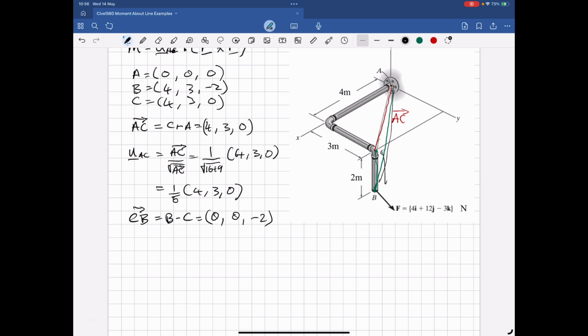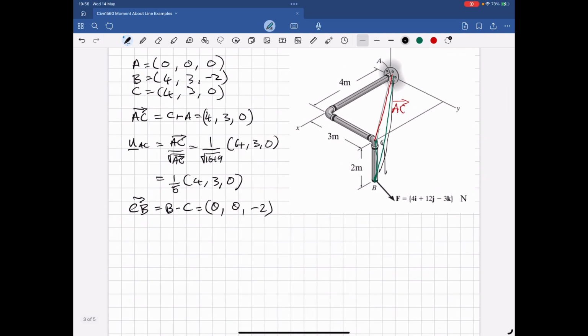So we'll do this calculation now. M is u_AC dotted with CB crossed by F, which will be, I can put the 1/5 outside the determinant: 4, 3, 0 for the unit vector, CB is 0, 0, minus 2, and F is here, 4, 12, minus 3.